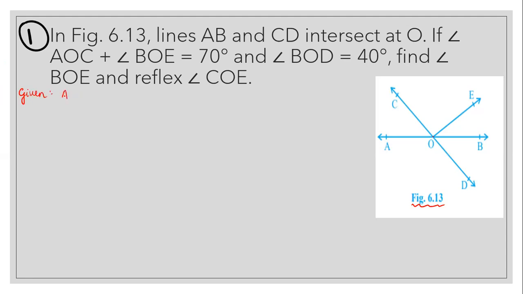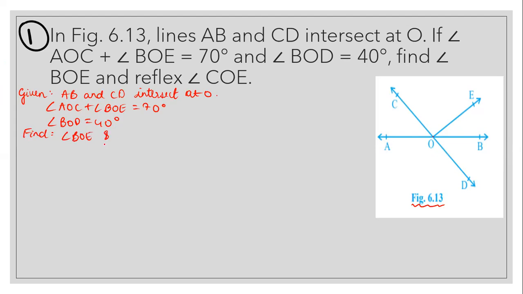So what is given? AB and CD intersect at O. Angle AOC plus angle BOE is equal to 70 degrees. Angle BOD is equal to 40 degrees. And now we will write what we have to find out: angle BOE and reflex angle COE.